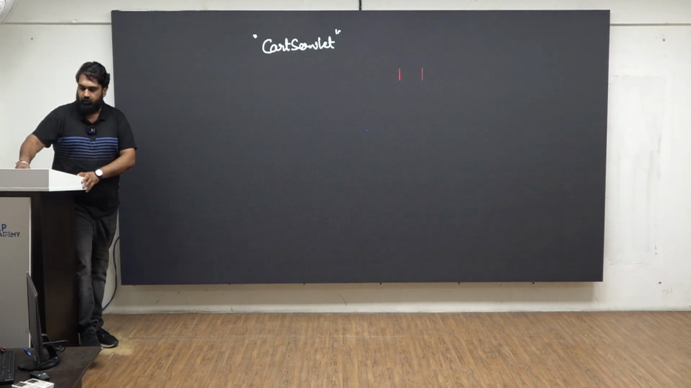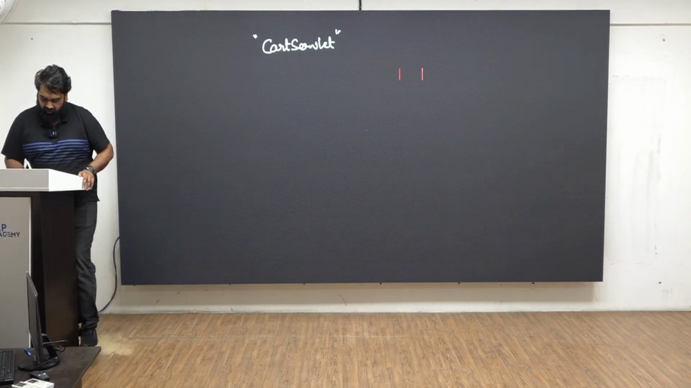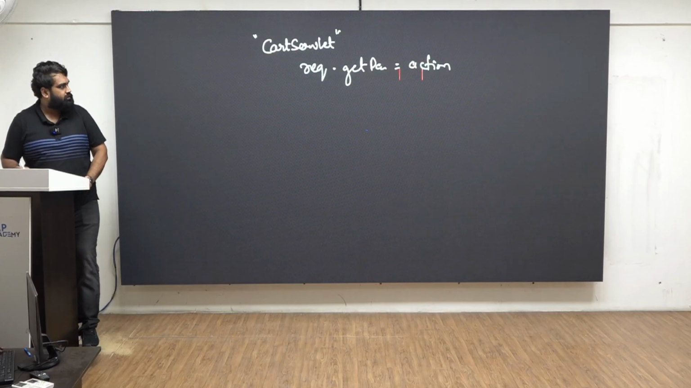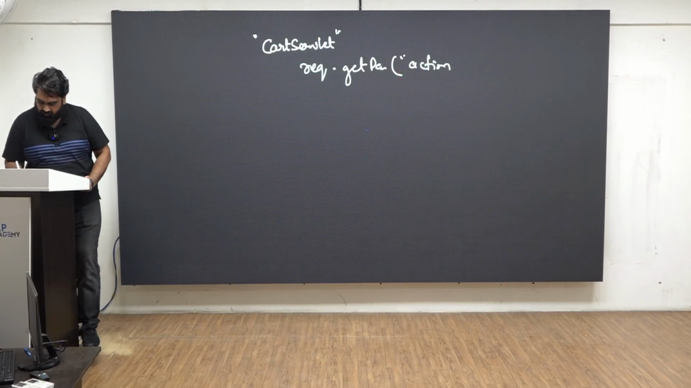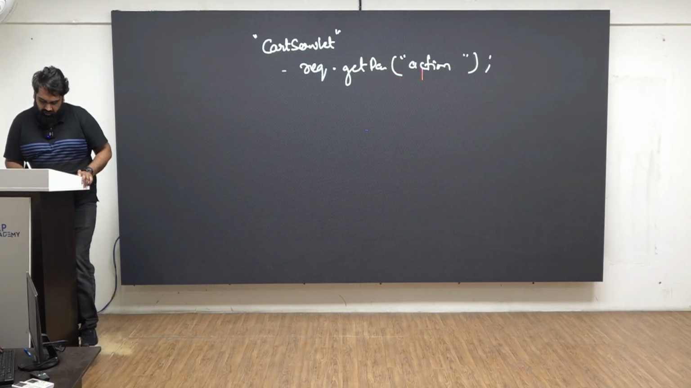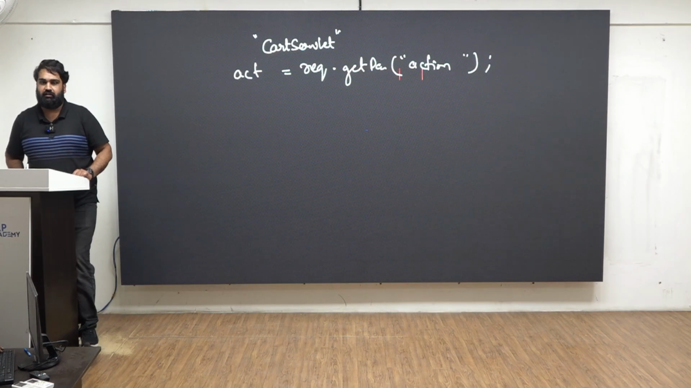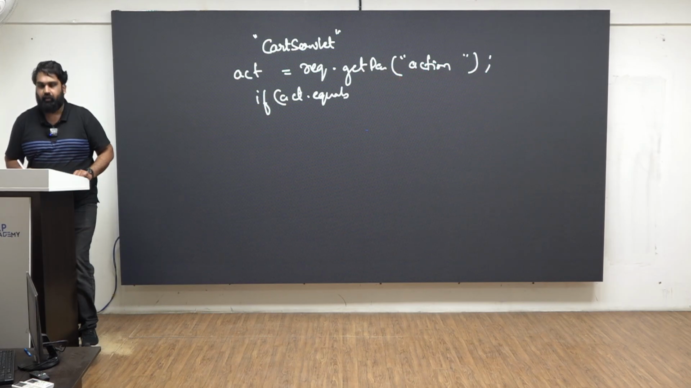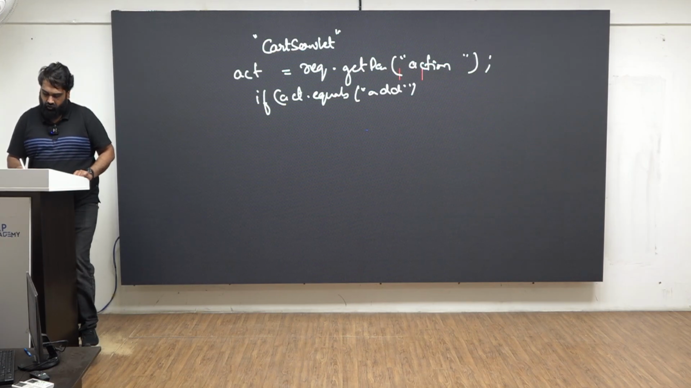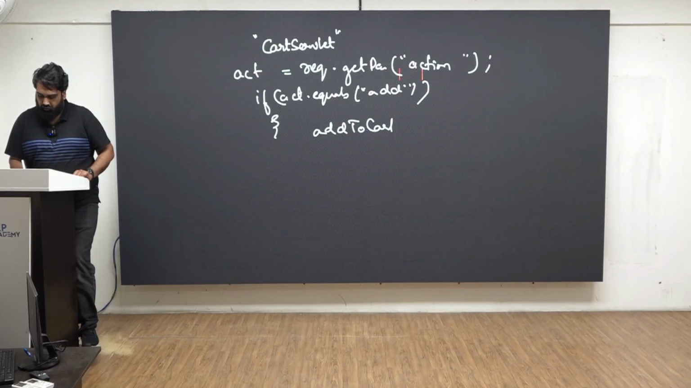What will your cart servlet do? It needs to get the request. So it will say request dot get parameter called action. It is going to get a parameter called action. It will store it inside one variable called action. Then it will check if action dot equals add. If it is equal to add, then what should I do? Call a method called add to cart.